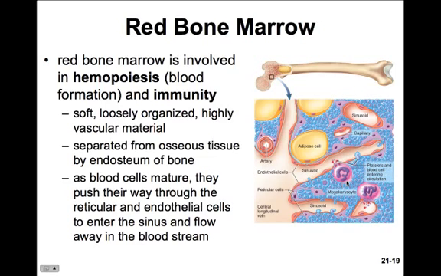The sinusoids are lined by epithelial tissue like any other blood vessel, and they're surrounded by reticular cells here and reticular fibers. The spaces between the sinusoids are filled by cords or islands of hemopoietic cells. In them, we'll find macrophages and blood cells in all different stages of development. As the blood cells mature, they'll push their way through the reticular and endothelial cells out into the sinusoids and then flow away in the bloodstream.